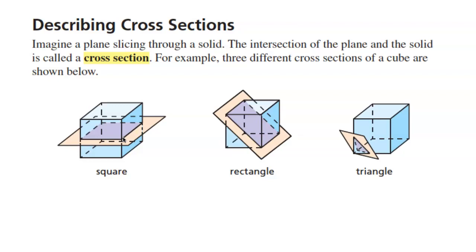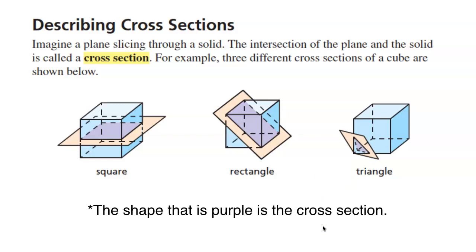So if you're being asked to describe the cross section, we'd say that this cross section is a square. This cross section would be a rectangle, whereas this cross section through the corner of this cube, we'd actually call a triangle. So whatever shape is made by the thing that's doing the slicing, we call that the cross section, and we just name the shape that it makes. So here are some more examples of this.